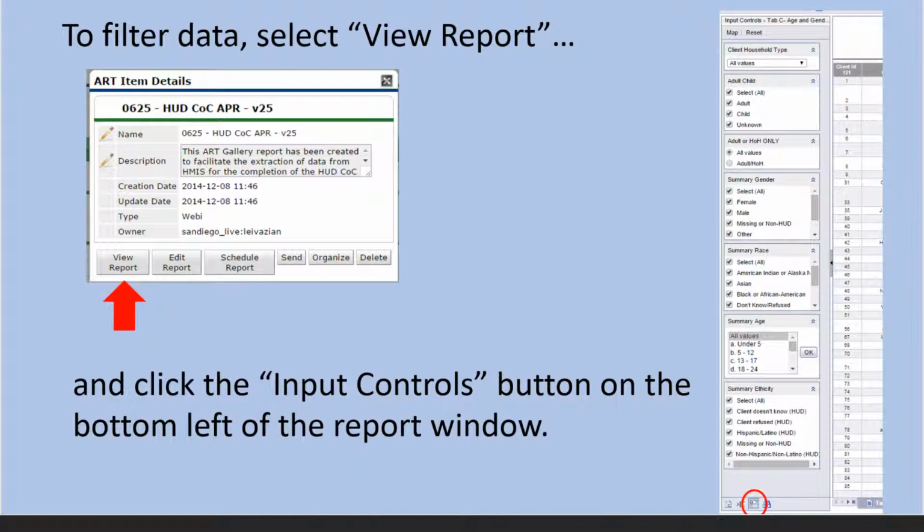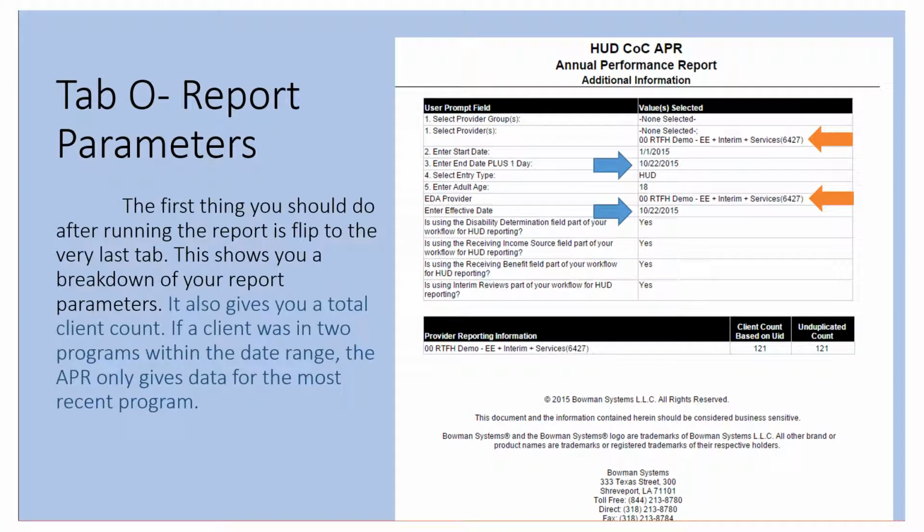To filter data right from the ART browser, you may choose to select View Report. Then, click the Input Controls button on the bottom left of the report window. Input controls enable you to filter the variables so you can more easily find the clients you need to clean from a large list. This is useful if you are using a 631 report.